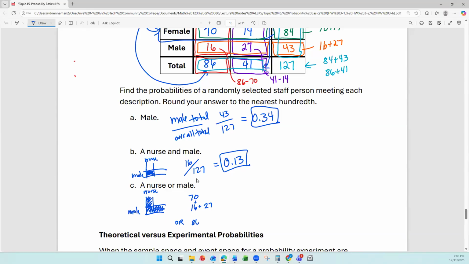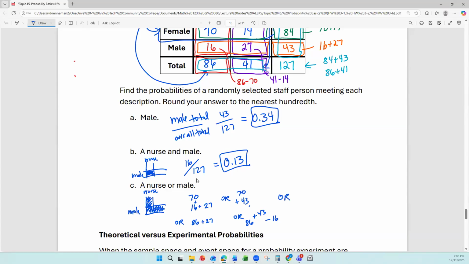Or you can do the 86 plus the 27. Or you can do the 70 plus the 43. Or you could do the 86 plus the 43, but minus then the 16 that has gotten counted twice. So if you do the 43 that came from 16 plus 27, and the 86 came from 70 plus 16, the 16 got counted twice.